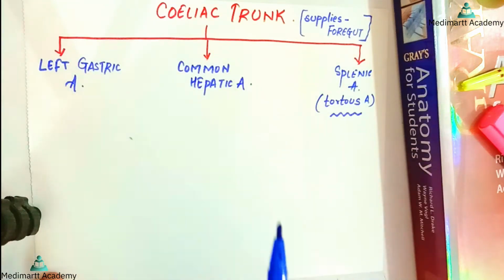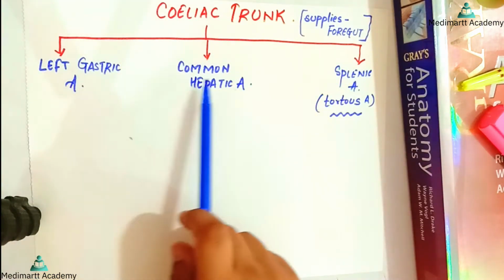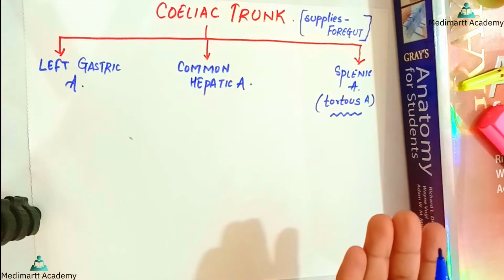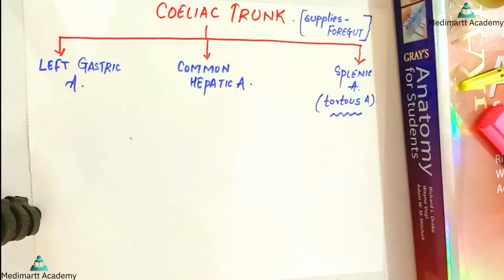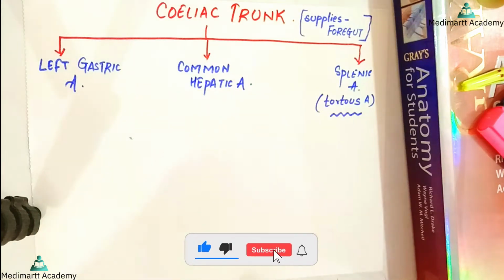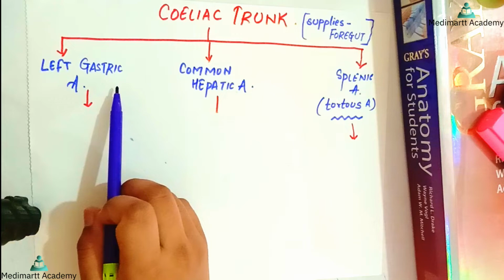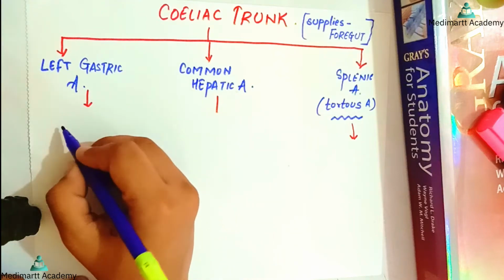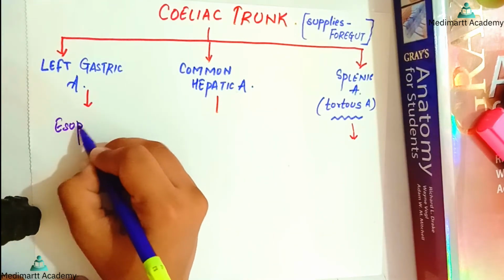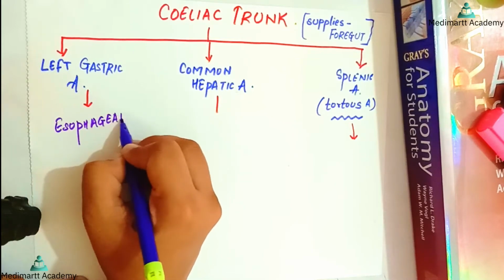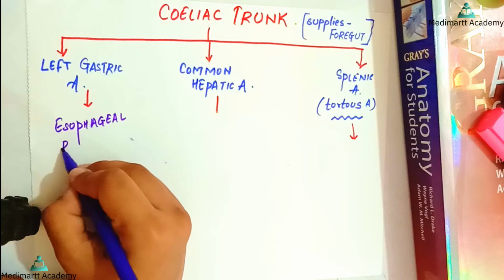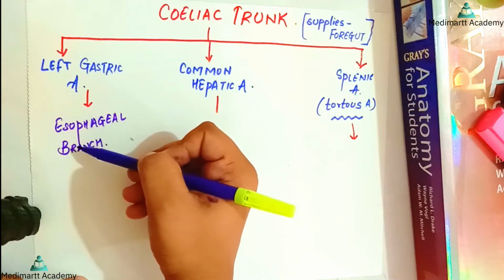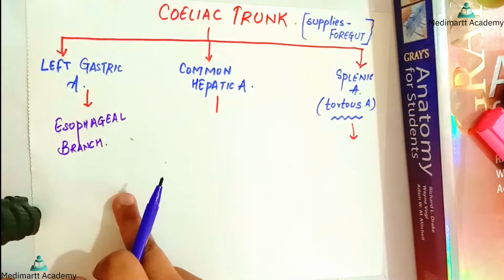So these are the basic three branches of the celiac trunk. Now they consist of some arteries. Obviously there are a huge number of arteries, but we are naming just the most important branches. First is the left gastric artery. As I told you, the left gastric artery is the principal branch for the stomach. It supplies the stomach, and it also gives one branch, the esophageal branch, supplying a part of the esophagus. So this is the left gastric artery.